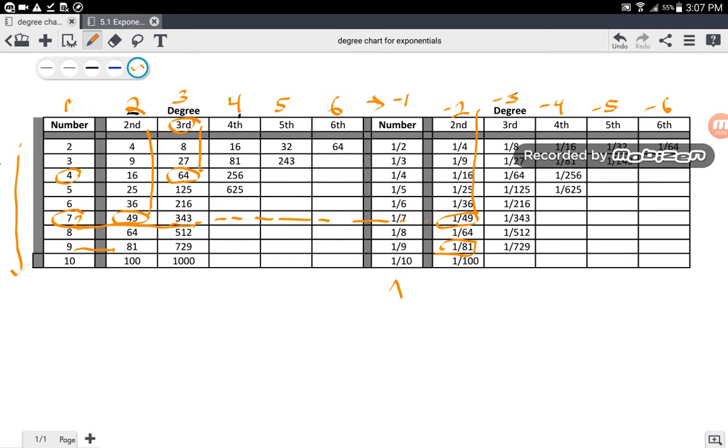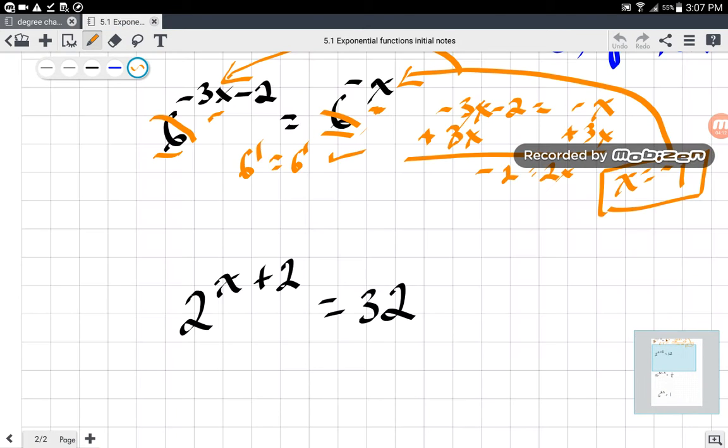And it could work also if you use fractions as the base. So like 1/9 to the negative 2 would be 81. 1/9 to the 2 would be 1 over 81. But usually we just kind of ignore the fractions. And when we come to them, we convert them to whole numbers. So I'll show you what I mean on this next page.